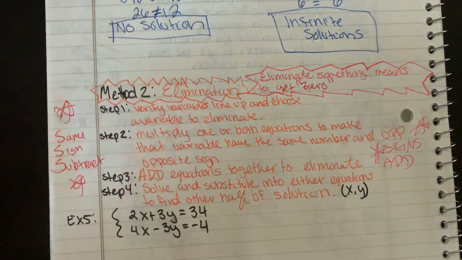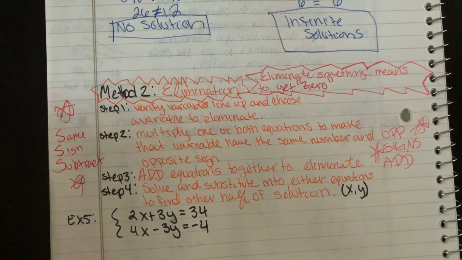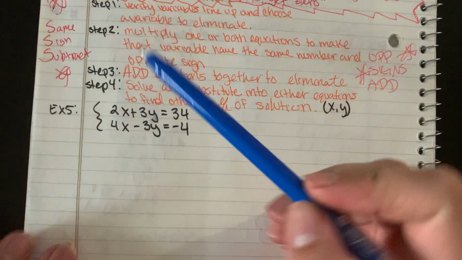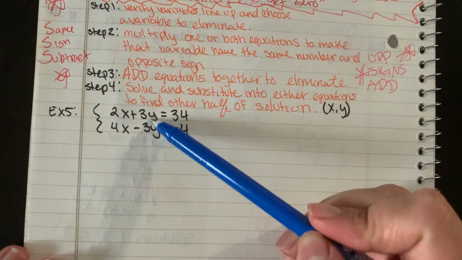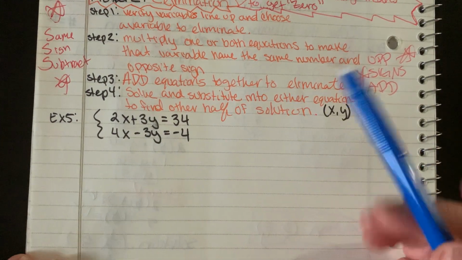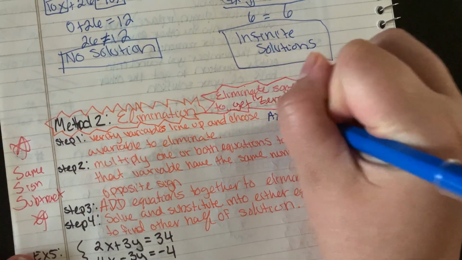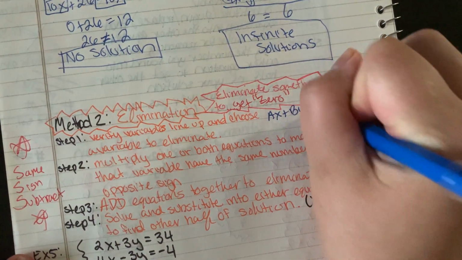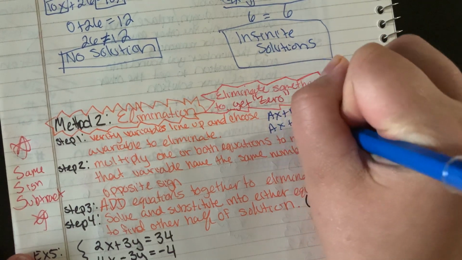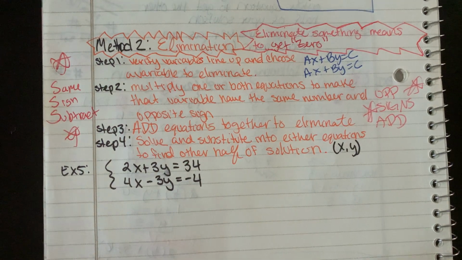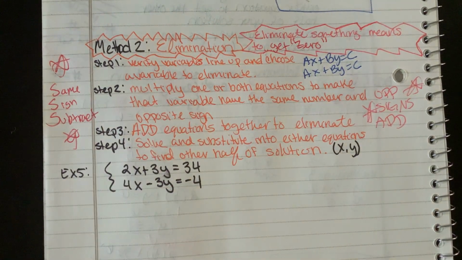Okay, so example 5. For this one, the first thing you need to make sure is that your variables are lined up, right? So we have x's on top of each other, y's on top of each other, and the numbers, which basically means you want standard form. When you're using elimination, you want ax plus by equals c, ax plus by equals c. That's what you're looking for, which is what we have here. Now, you need to find the ones that match, okay?